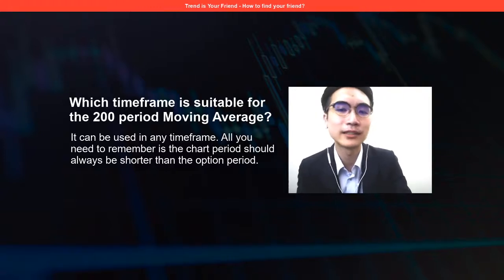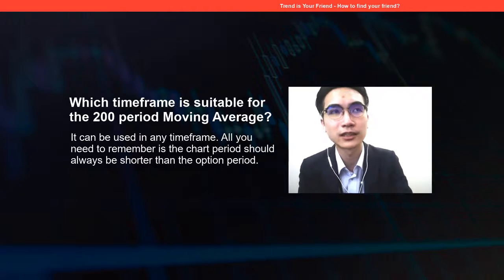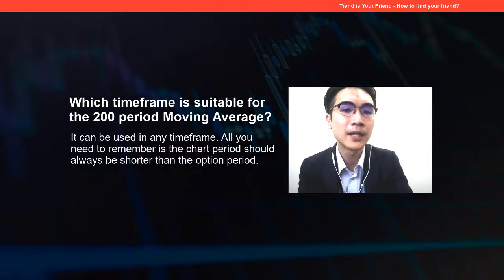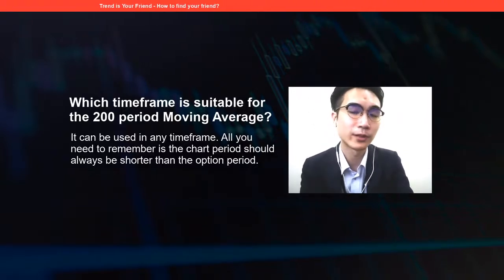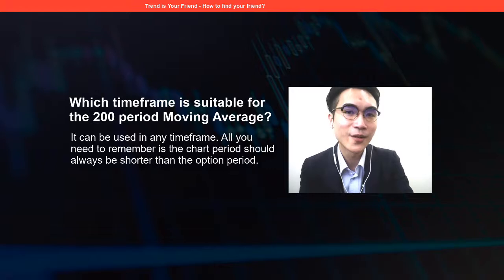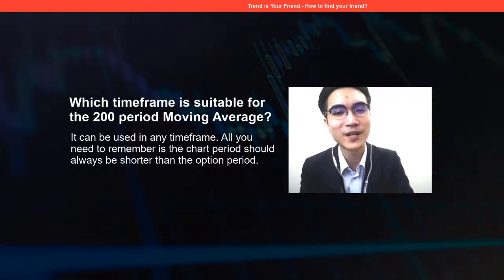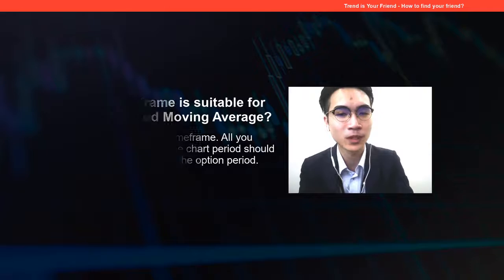So the 200 period moving average can use any time frame of charts. It can be used in a 10 seconds chart, 1 minute chart, or even 5 minutes chart. All it depends on is what option period you are trading. If you are trading with a 30 seconds option period, we will use a 10 seconds chart. And if we are trading a 3 minutes option, we will be using a 1 minute chart, and so on and so forth. Just remember that the chart period should never be longer than the option period. That's one of the points there.